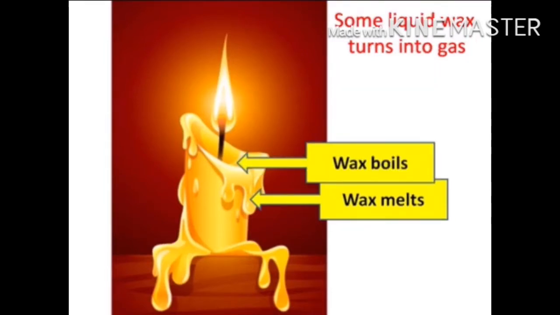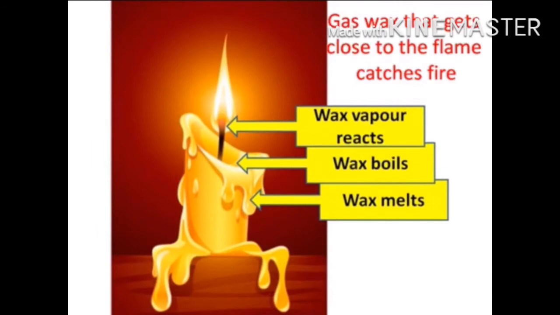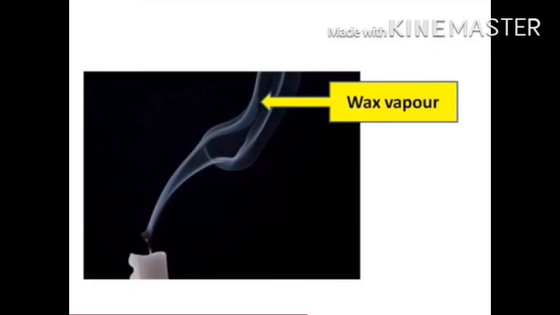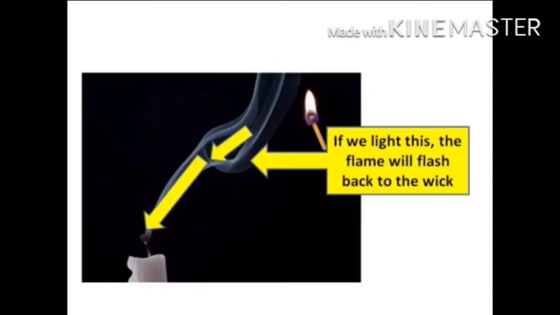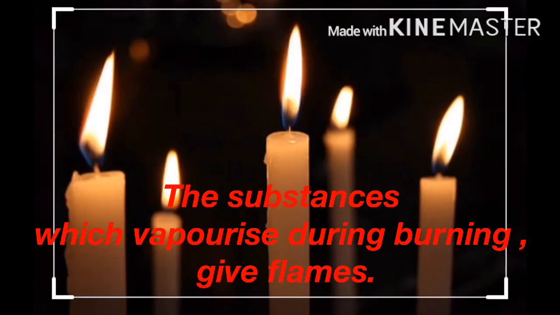The heat of the flame vaporizes the wax. It is this wax vapor that burns. That means when a candle burns, hot molten wax rises up in the wick and vaporizes. The wax vapor burns with a flame. The substances which vaporize during burning give flames.